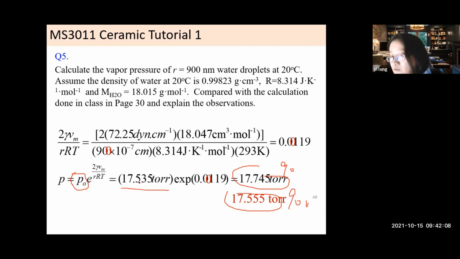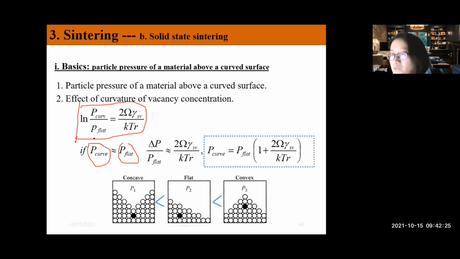P naught is 17.535. If the particle size is 900 nanometers, it's 17.555. So this is a very valid assumption. In material science, there are a lot of assumptions like this. The assumption is that if P curve is very close to P flat, then for this delta P we can get rid of this ln. As most material scientists, we don't like the ln. So how can we get rid of this ln? In the end, this is the final answer: ln of P curve over P flat equals delta P over P flat.